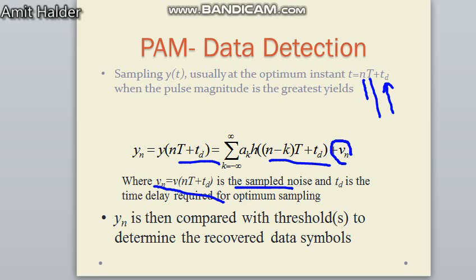That means the noise has been sampled. Td is the time delay. It's a very small delay that I have told you about before. It's a phase shift, the time delay required for optimum sampling. So if you want to make the optimum sampling, you have to take the delay Td, as you can use it here. Then y(n) is compared with the threshold. This is the sampled y(t), determined by the recovered data symbol. After getting the sampled value, we have to get back to our real value, to detect the data.